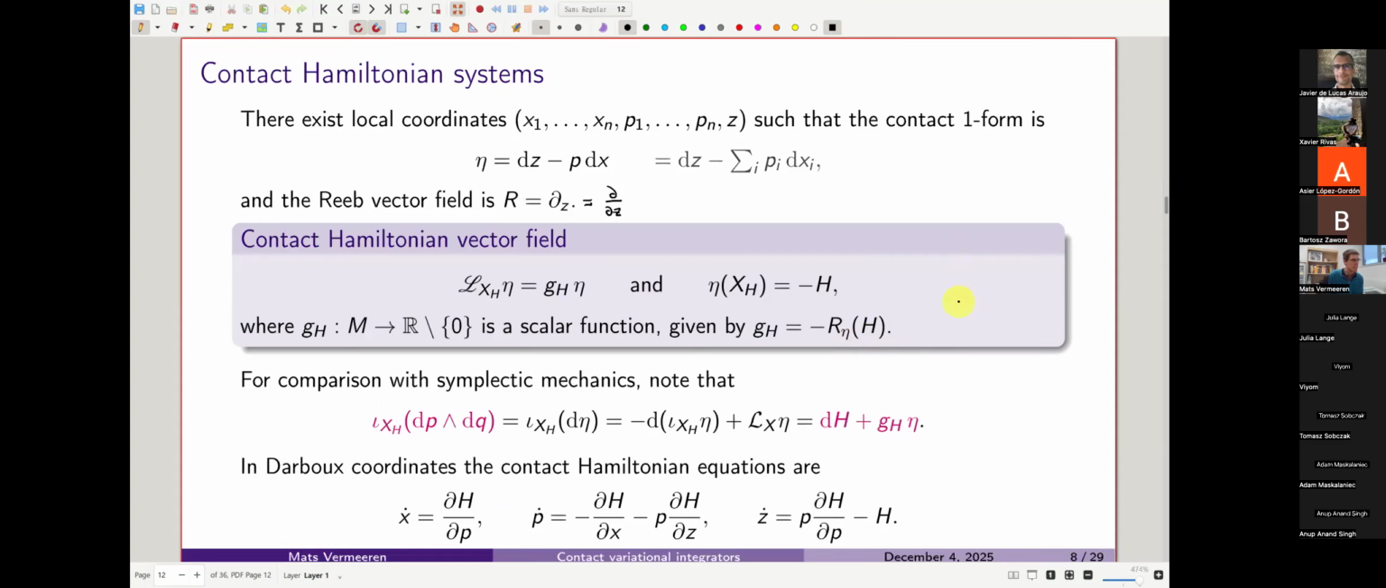And if you work in the canonical coordinates, the equations of motion you get are here. So the Hamiltonian vector field in coordinates is defined by these expressions, where you can see that you can consider it as a perturbation of the usual symplectic equations in p and q by this additional term and then an additional equation in z. Similarly, if you plug it into the definition, but try and formulate it not on the level of eta, but on the level of its exterior derivative, then you get something that looks like the definition of a symplectic Hamiltonian vector field plus a perturbation.